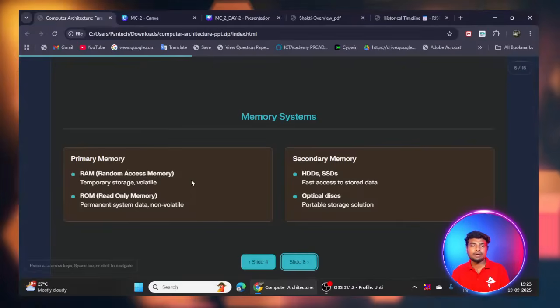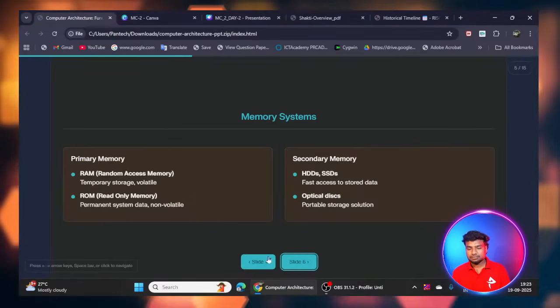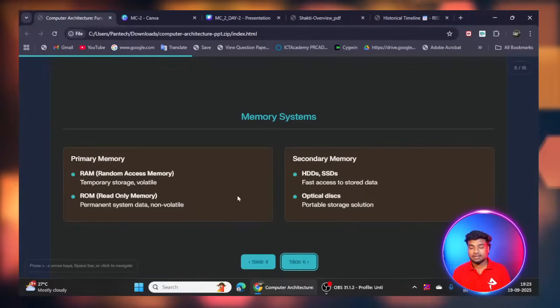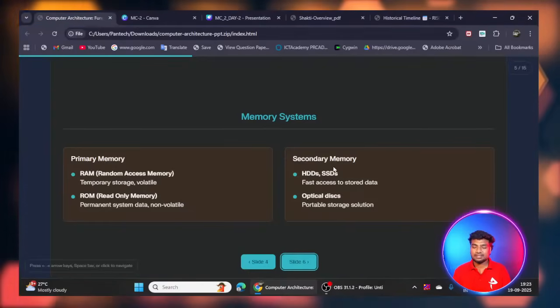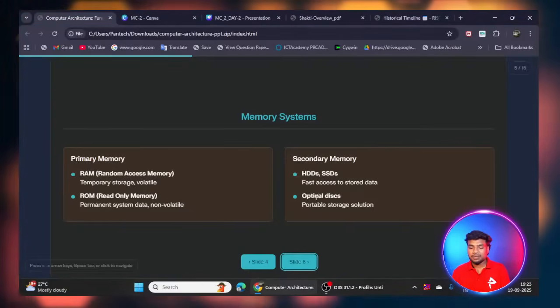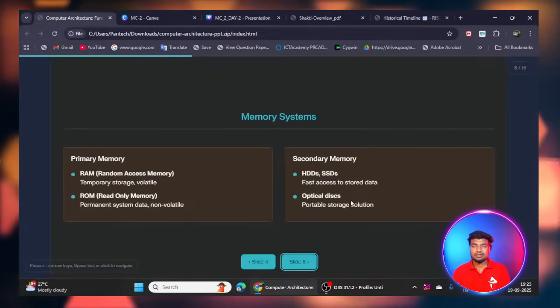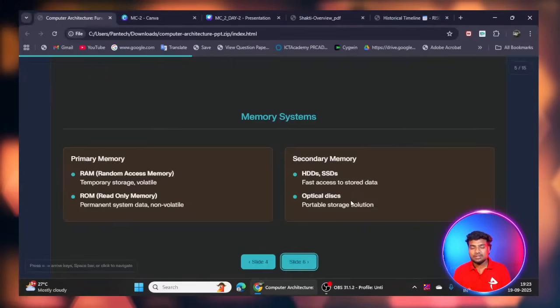Non-volatile memory is nothing but ROM, read-only memory. These are the primary memories for computer architecture. Secondary memory is our SSD, HDD, and optical disk. These are our internal storage. It's not like a main storage, it's like a secondary memory.